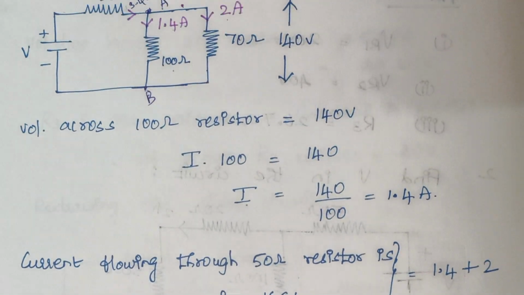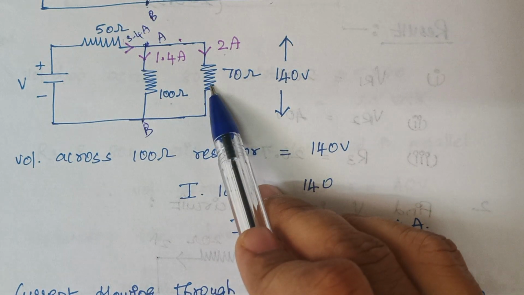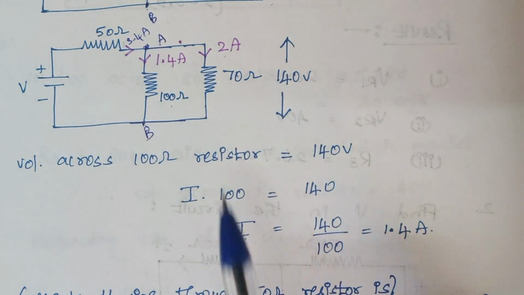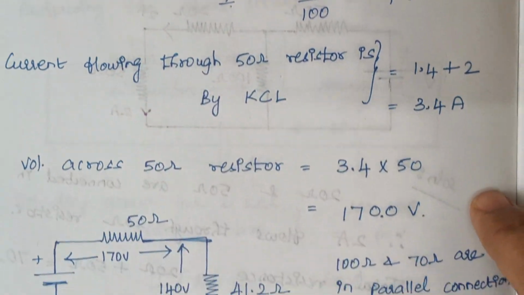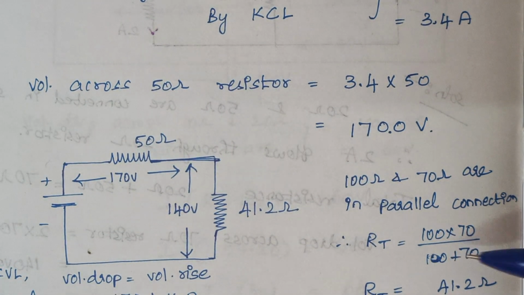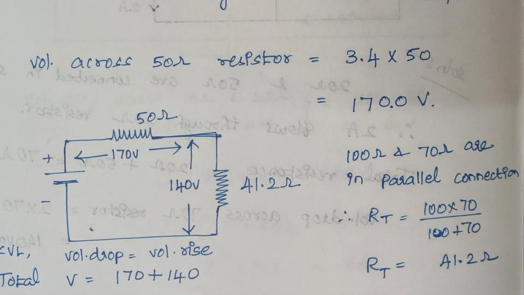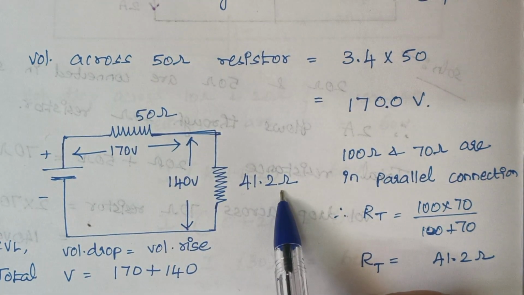Again I am simplifying this circuit to make our concept more precise. Here the two resistors are connected in parallel. So how to calculate the value of total resistance? It is calculated by R1 into R2 divided by R1 plus R2. Therefore the value of this resistance is 41.2 ohms. So when you redraw the circuit, the two resistors are replaced by this 41.2 ohm.